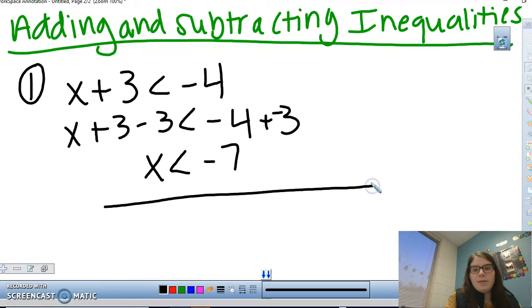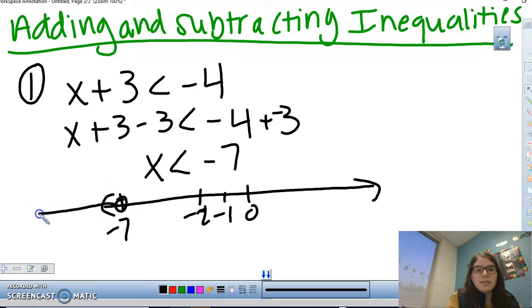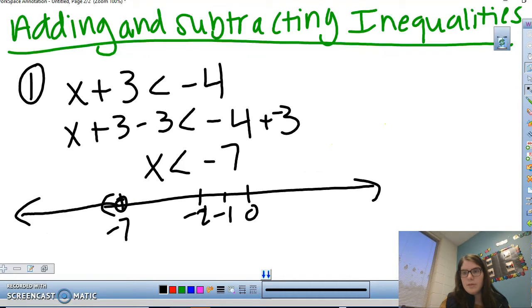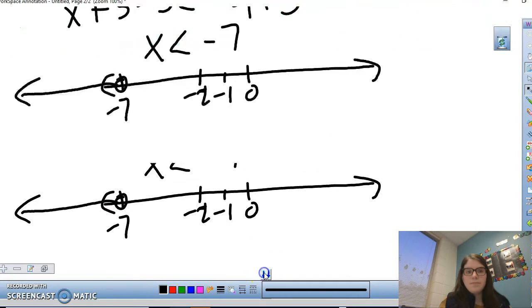So when I go to graph it, say we have 0, negative 1, negative 2, all the way down to negative 7 down here. It would be an open circle, and since x is less than, it's going to be going this way. Now you'll be given graphs on your worksheet, so you won't have to make your own line graphs. Let's try another one.